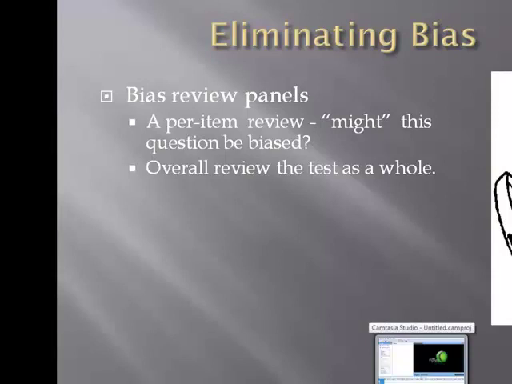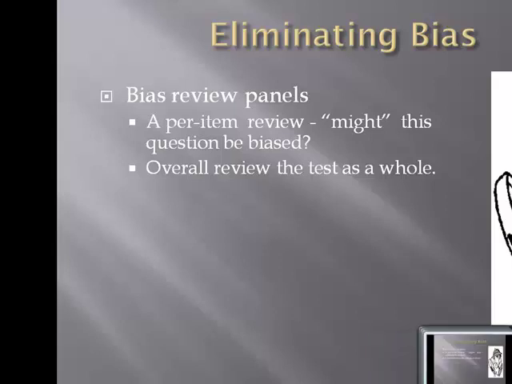I was talking about reviewing the test as a whole, as opposed to item by item. Once the item by item is done, then you have to look at the whole test, because as a group, the test itself may be biased against somebody. So it's like being global and analytic. Global sees the whole picture. Analytic goes step by step. Well, it's the same way with eliminating bias. You have to look at the whole test.